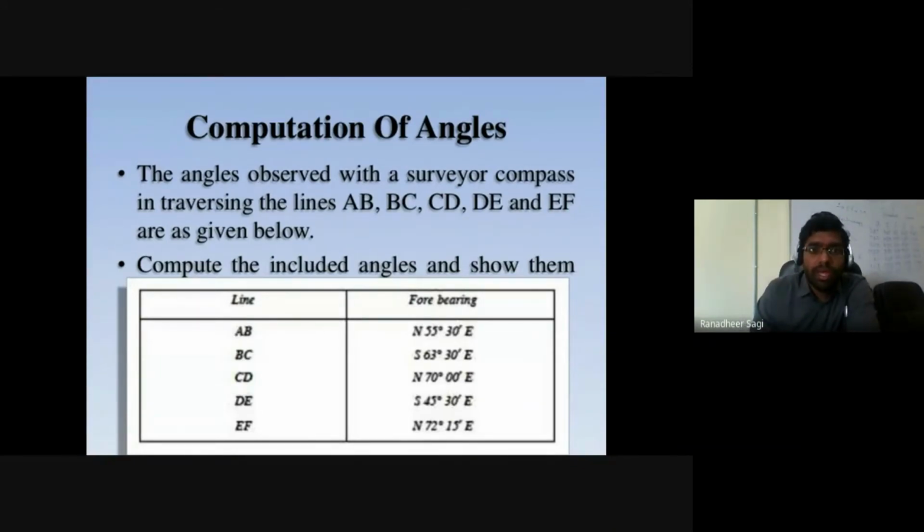So what is asked in the problem? The angles observed with a surveyor compass in traversing the lines AB, BC, CD, DE, and EF are as given below. Okay, it said only up to EF. It means the traverse is not coming back from E to A. So the type of traverse here is open traverse. Okay. So compute the included angles and show them. We are required to calculate the included angles wherever you have two survey lines meeting at a particular survey station.